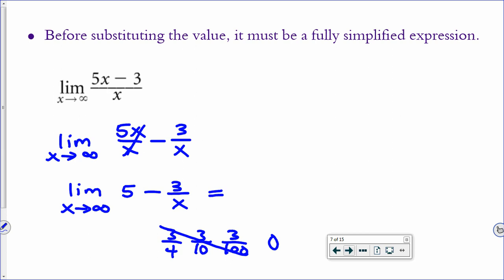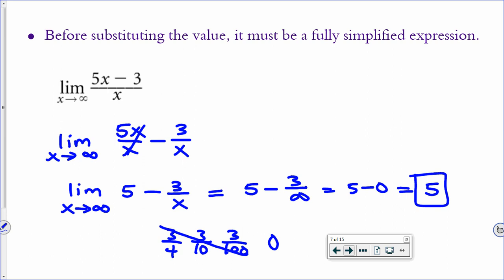And so what we're doing for this limit, if you imagine 5 minus 3 over infinity, that's basically like saying 5 minus nothing as that infinity gets ever greater. And therefore, the limit of this function as x goes to infinity would be 5, right? The limit here is a concrete number, 5.